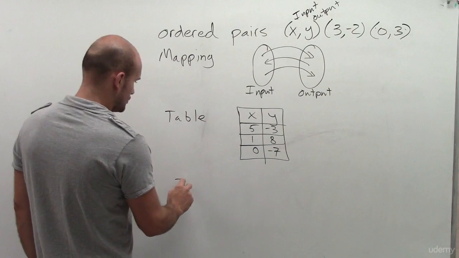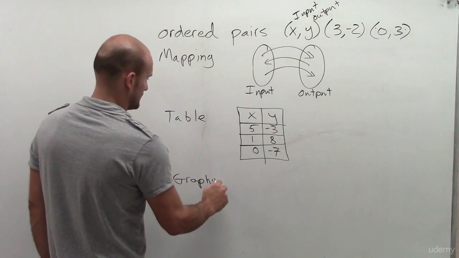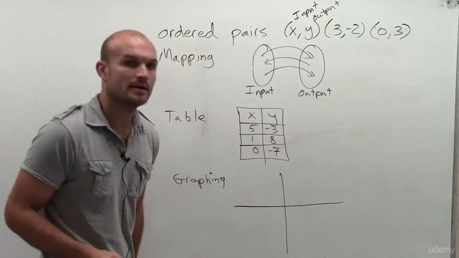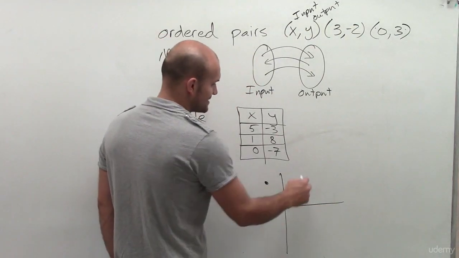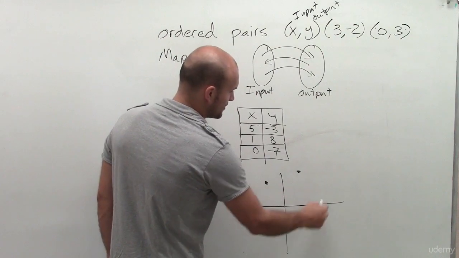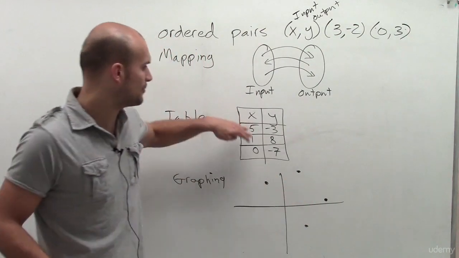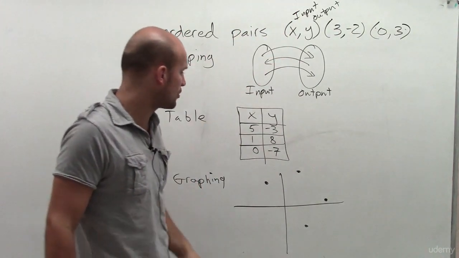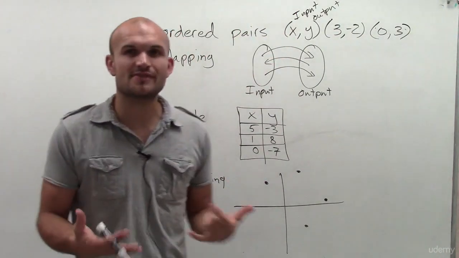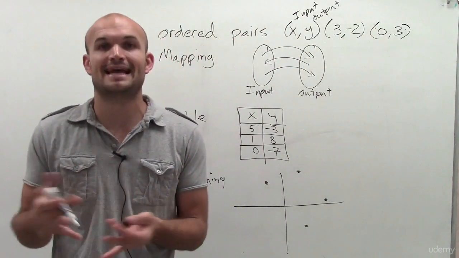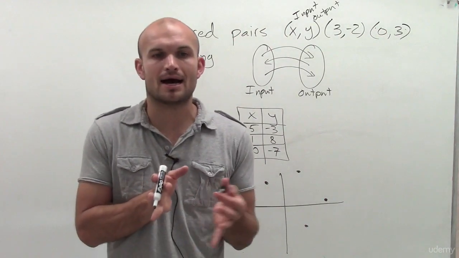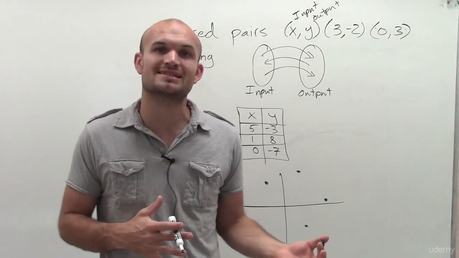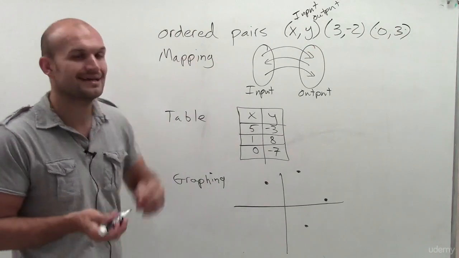Another way is graphing. When I'm plotting points, we can see that there is a relationship between the points. You can get these plotted points from a table, from ordered pairs, and also graphing. So it's just different ways for us to see the relationship between our input and our output. And that's all we're really talking about, that a relationship pretty much exists between an input and an output.